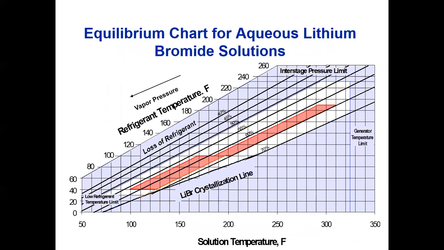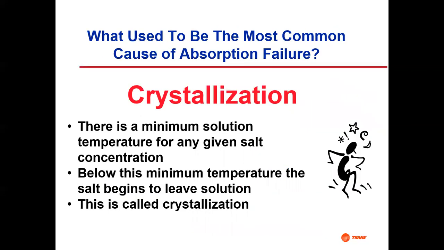This is the phase diagram. I ain't doing it. Okay. Crystallization. Well, this is one of the banes of absorption. When you get this concentrated water salt solution, if you drop the temperature too much, the salt will crystallize. It'll come out of solution, and then it blocks up everything.